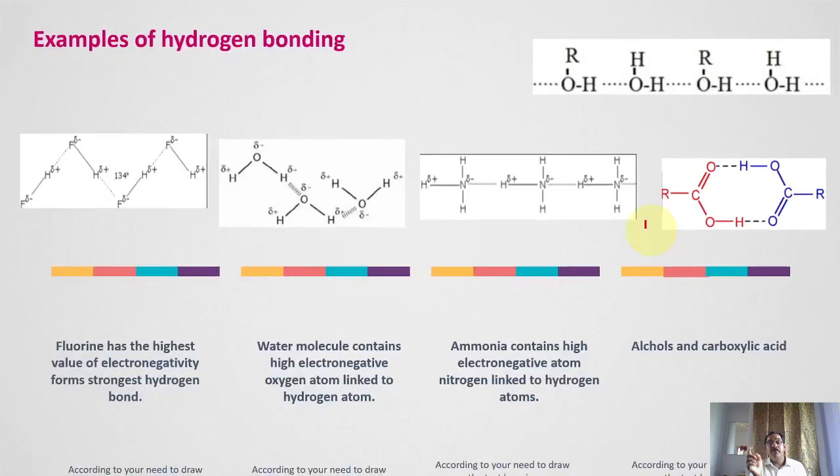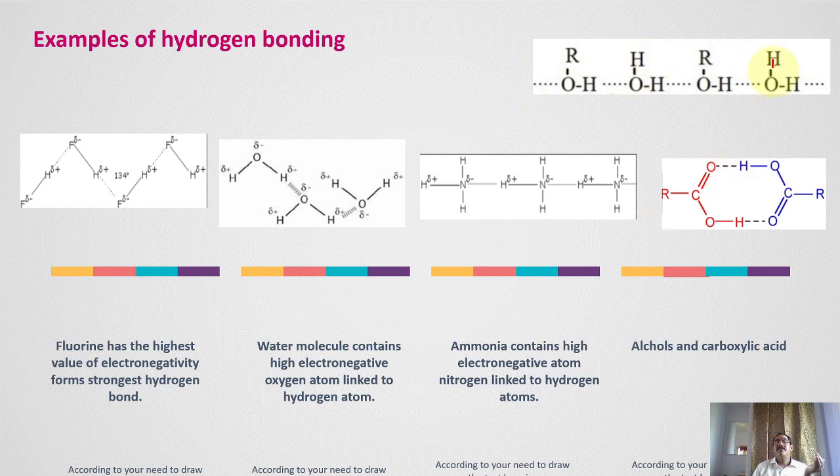So due to hydrogen bond, molecular association takes place. It may be in two, it may be in three. Here in the case of carboxylic acid, it is two, a dimer. In some other cases, it may be a trimer or tetramer, etc. And it may be a polymer also.